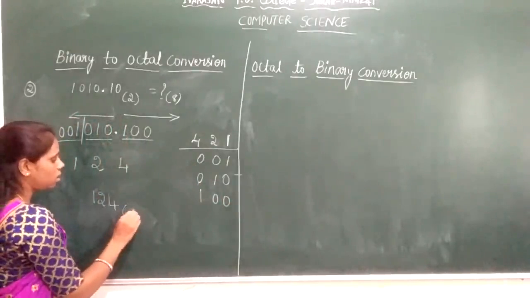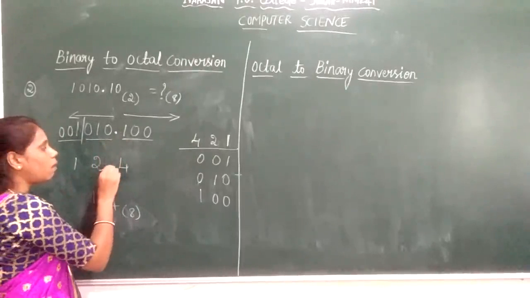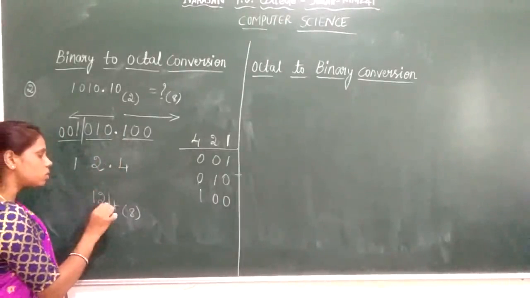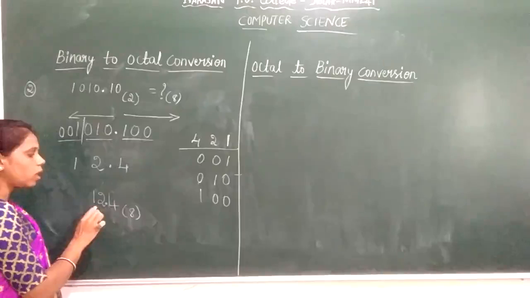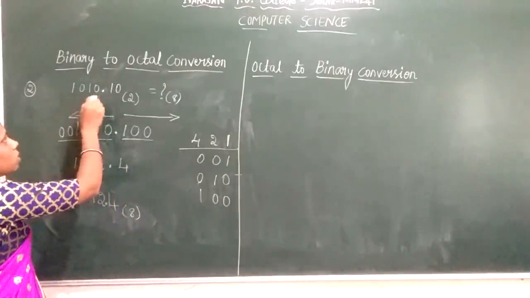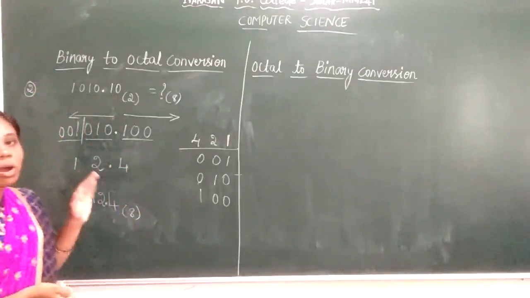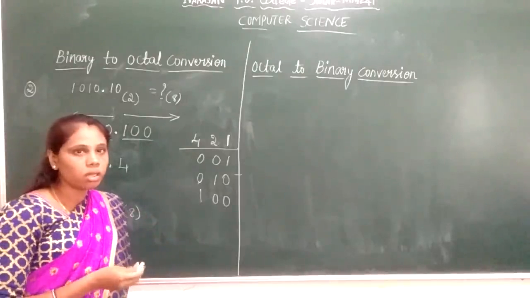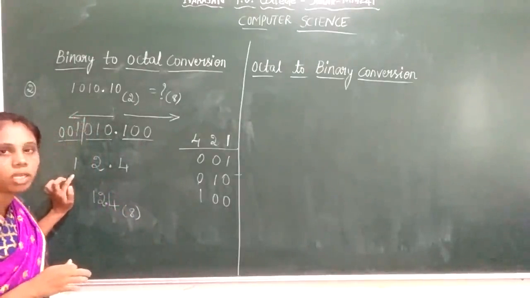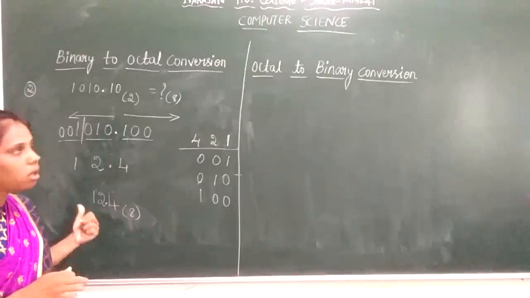The base is 8. So now here 1 2, and here we have a decimal point. So place the decimal point here, and while combining also you should write a point, that is 12.4, and the base is 8. This is the octal equivalent value for 1010.10. This is how we convert from binary to octal. While converting from binary to octal, you need to divide the bits into groups of 3 bits, write the decimal equivalent values for these bits, and combine the digits to get the final octal value.